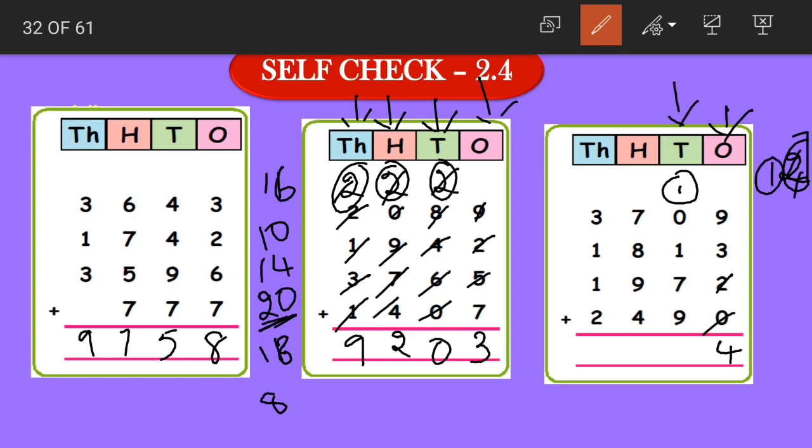Moving on to the tens place. 1 plus 0 becomes 1. 1 plus 1 becomes 2. 2 plus 7 becomes 9. 9 plus 9 becomes 18. 8 here and 1 carried.